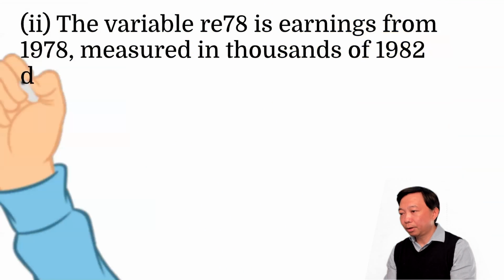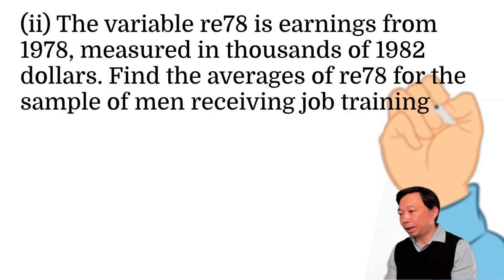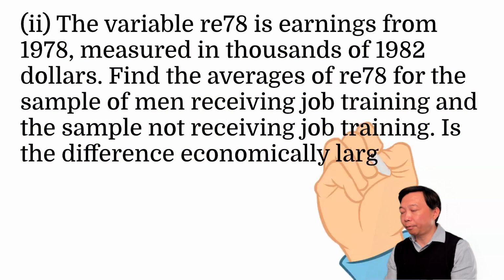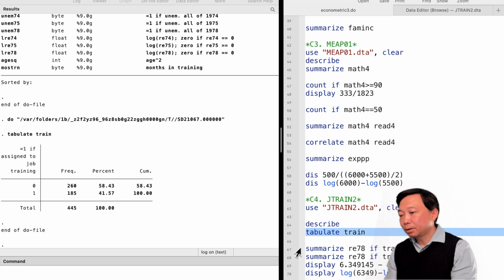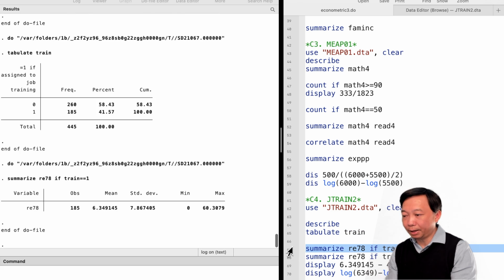The second question. The variable RE78 is earnings from 1978, measured in thousands of 1982 dollars. Find the average of it for the sample of men receiving job training and the sample not receiving job training. Is the difference economically large? We type summarize, followed by re78 and the if modifier.